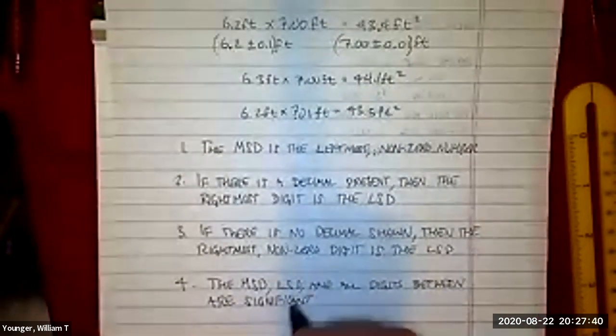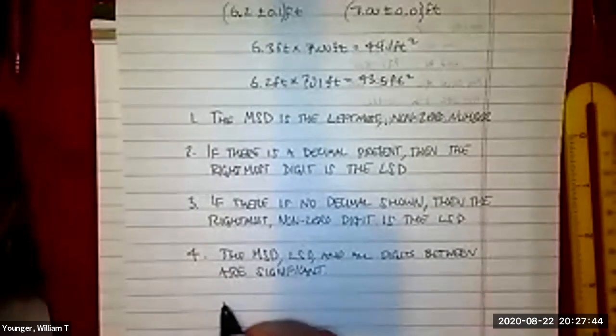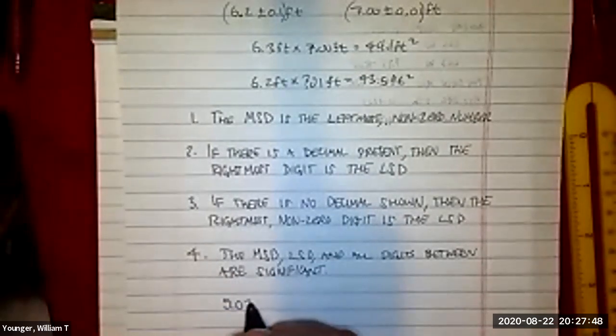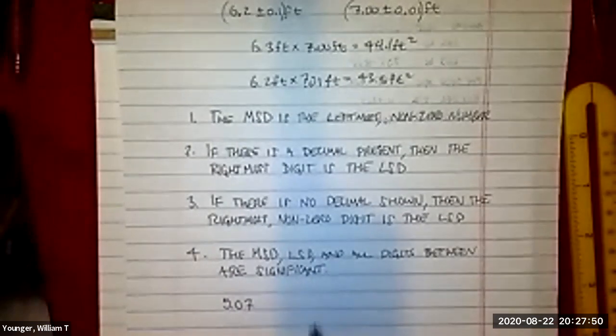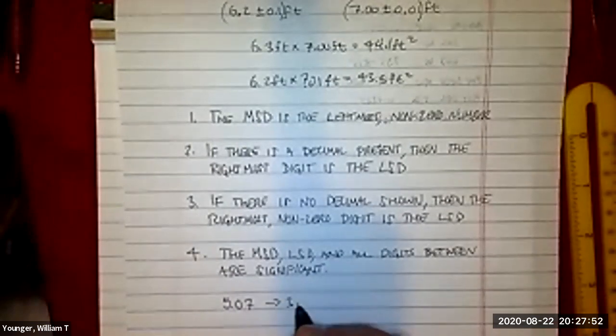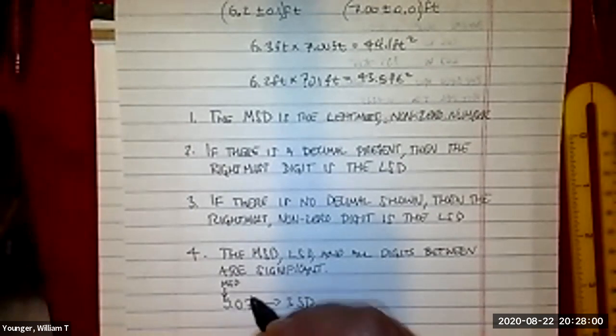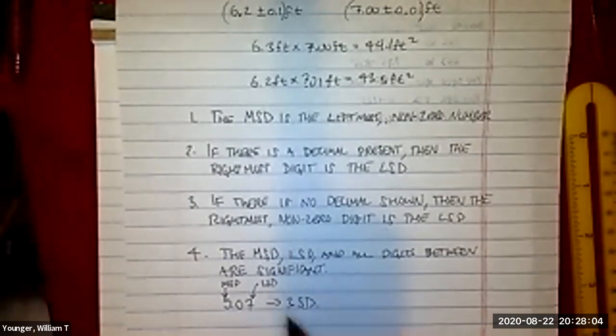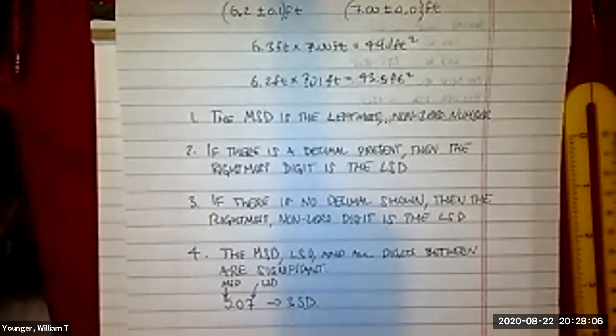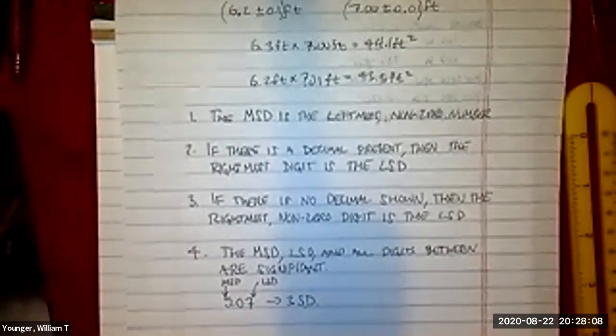Okay, so that's your rules. So for instance, if I write 5.07, that has 3 significant digits, or 3 sig figs, that's another way to say it, because this is my MSD. There's a decimal present, so this is my LSD, and it wouldn't have mattered anyways because that digit's non-zero.